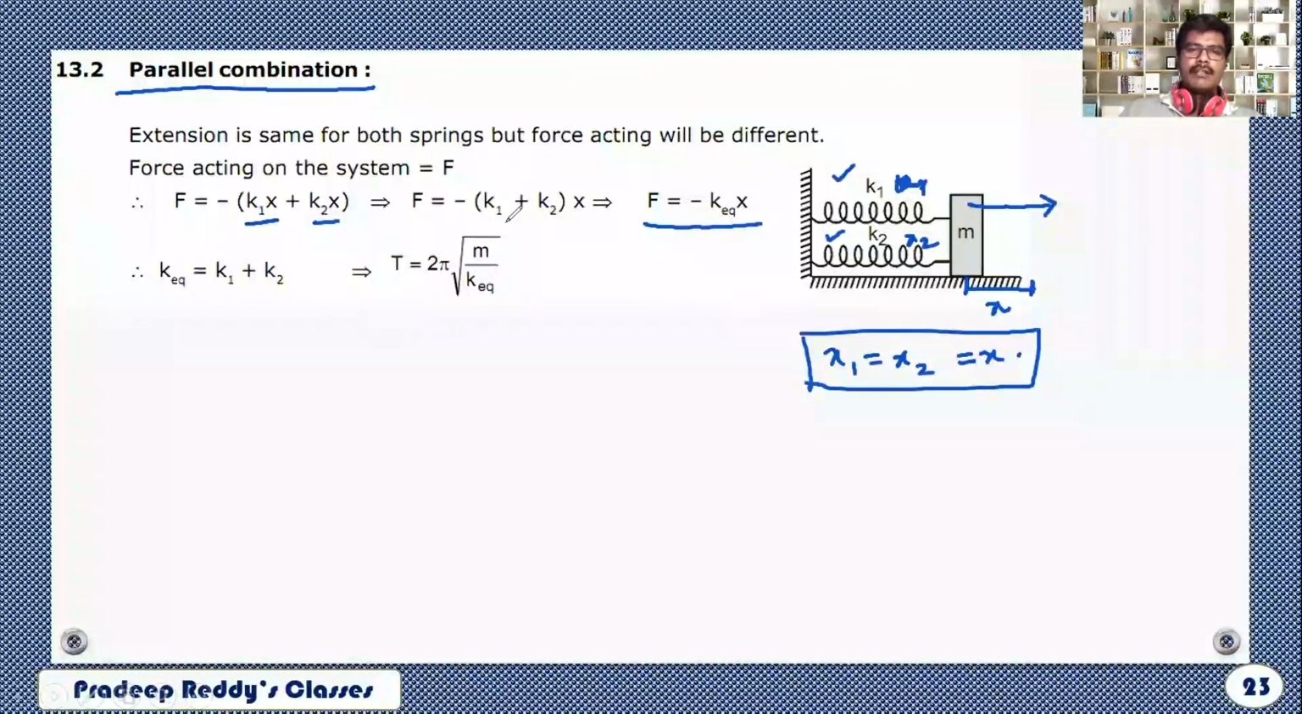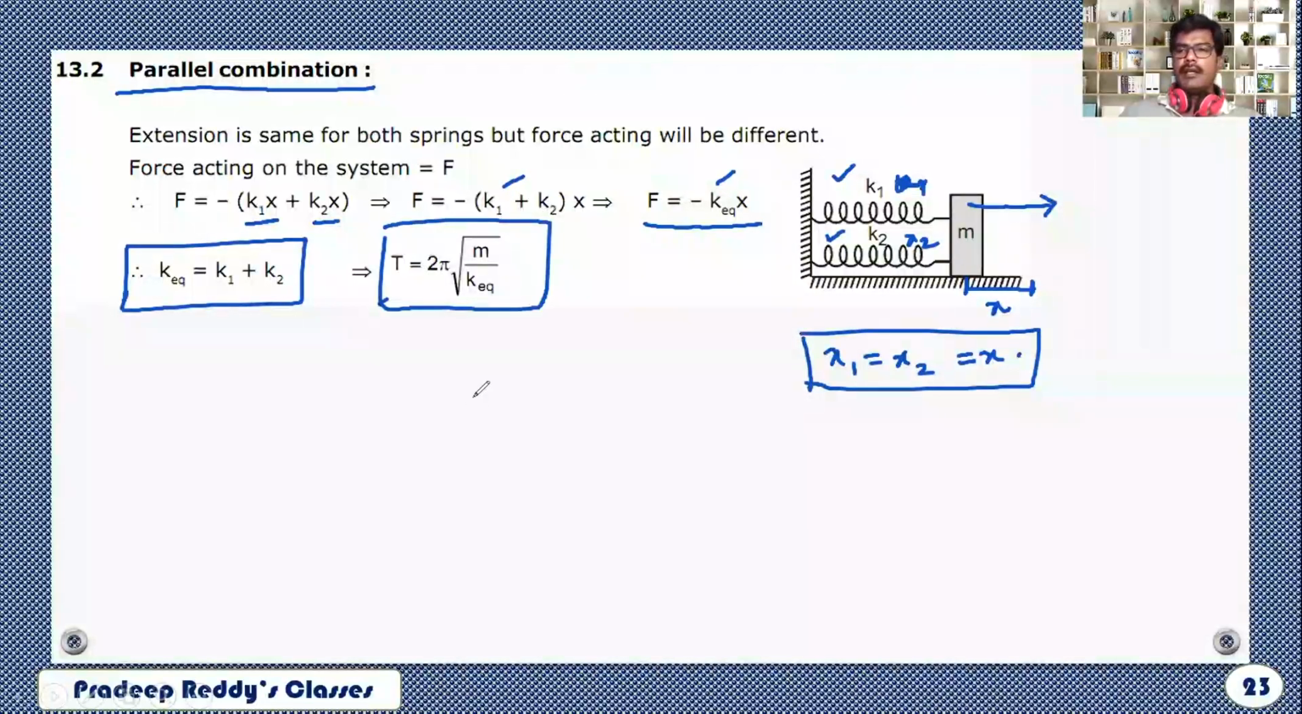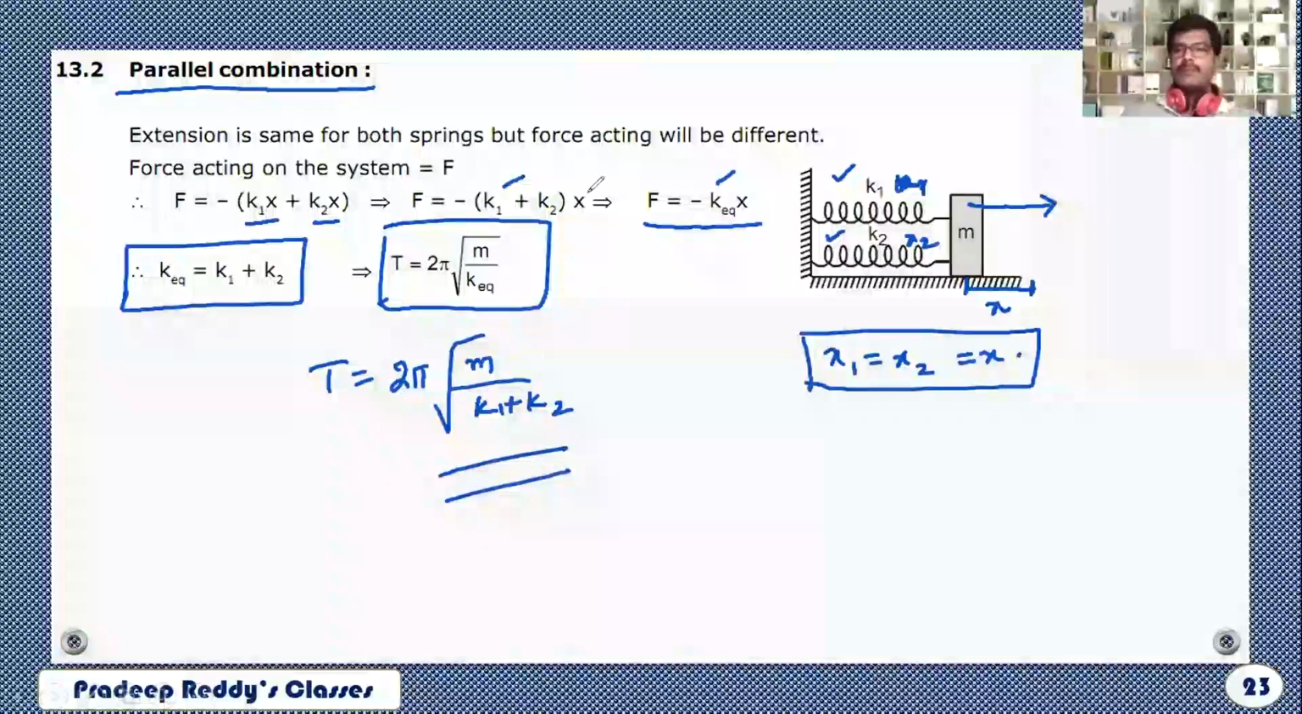So k equivalent and this both are identical. So I can write k equivalent is equal to k1 plus k2. So time period T will be equal to 2 pi under root m by k equivalent. So T will be equal to 2 pi under root m divided by (k1 plus k2). This is how, when two springs are connected in parallel, their effective spring constant is k1 plus k2. Just substitute that here so that you will get the time period of the mass.